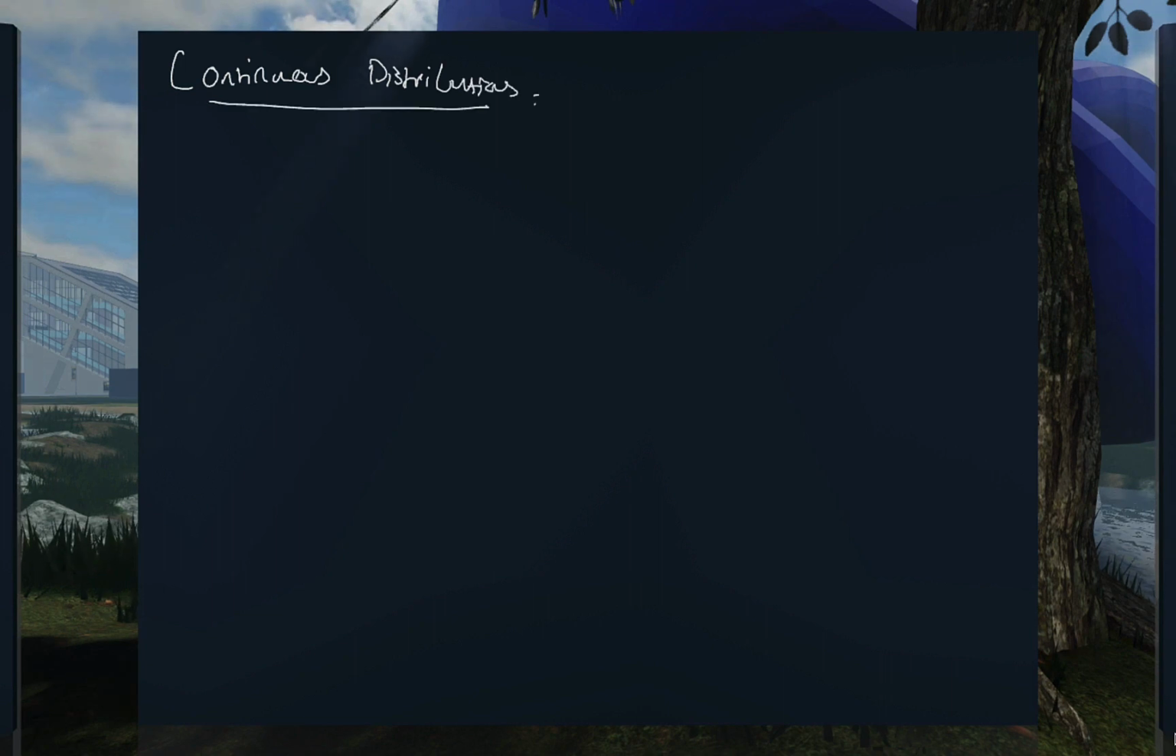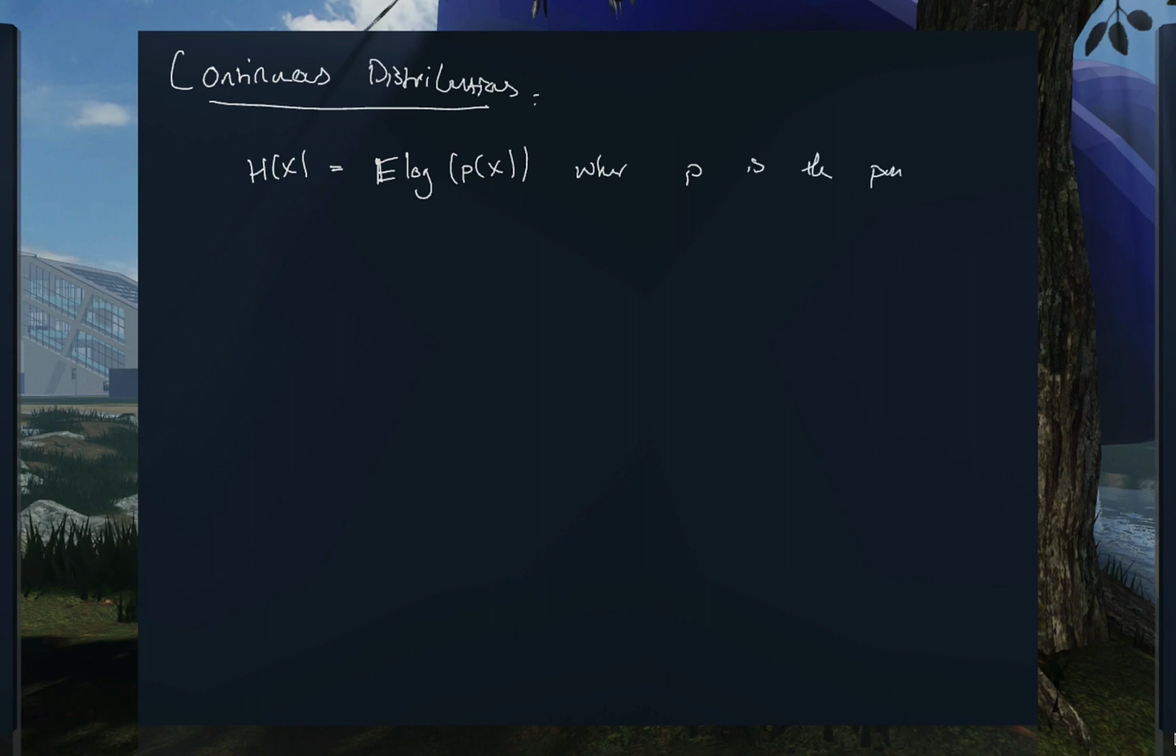And now I want to briefly talk about continuous distributions, mostly to say that I'm still kind of confused about them. Up until now, we've only been working with finitely supported distributions. For these finitely supported distributions, the entropy of a finitely supported random variable X is the expectation of the log of p, where p is the probability mass function, as it's usually called for a discrete random variable.